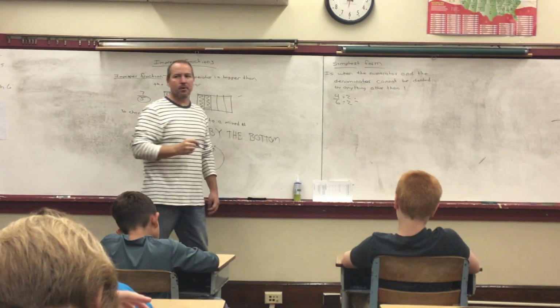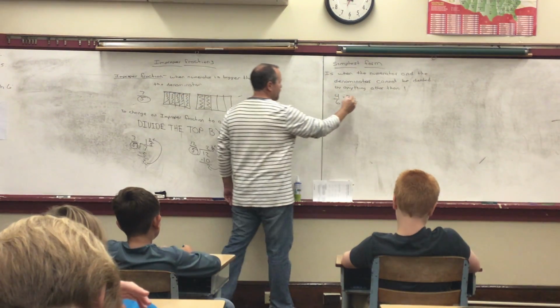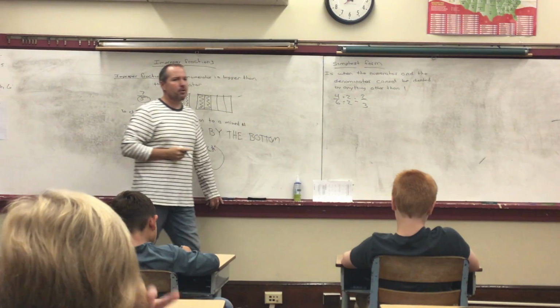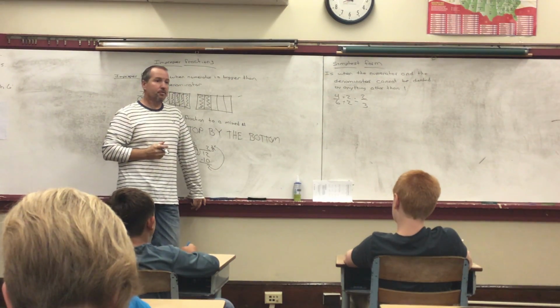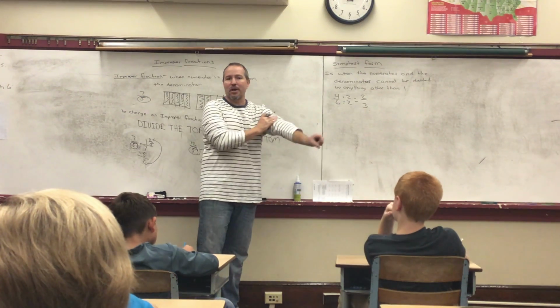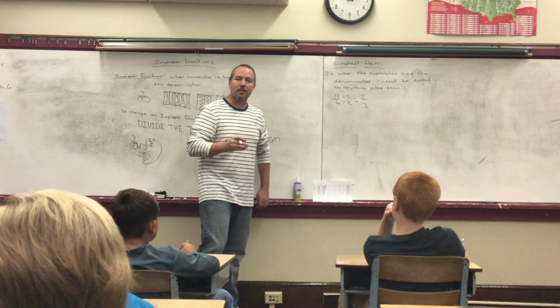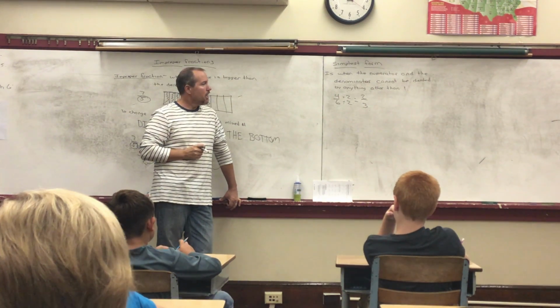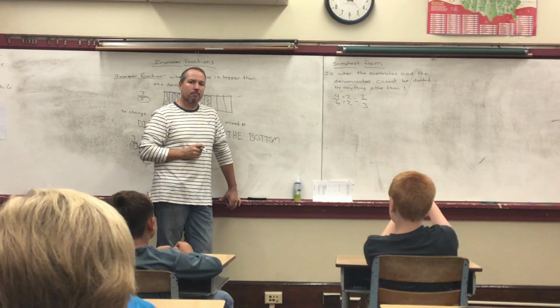Now, 4 divided by 2 is? 2. 6 divided by 2 is? 3. Is there anything we can divide the 2 and the 3 both by? No. 1, but we can divide every number by 1. But there's no number other than 1 that we can divide them all by. And so 2/3 would be in simplest form.